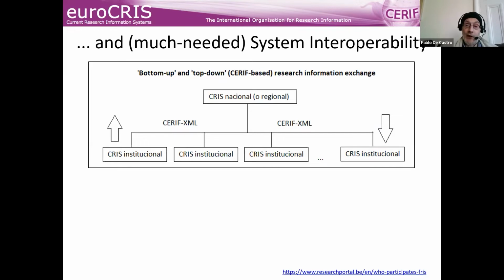The information exchange works both bottom up, so from institutional CRISes upwards to the national platform or the regional platform, and also top down, whereby, for instance, a national office will include all the information that can be collected at a national level, for instance, on research equipment and facilities, and bring it into the databases for the institutional CRIS systems.